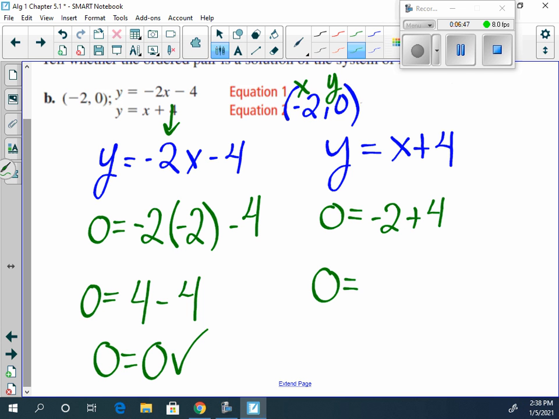Now we can simplify. Well, 0 doesn't simplify. It's already 0. We can't do anything. -2 plus 4 is 2, does 0 equal 2? No. So is -2, 0 a solution for this system of equations? No, because it has to be true for both of them. It has to be true for both equations. And since it's not true for both, this is not a solution for this system of equations.